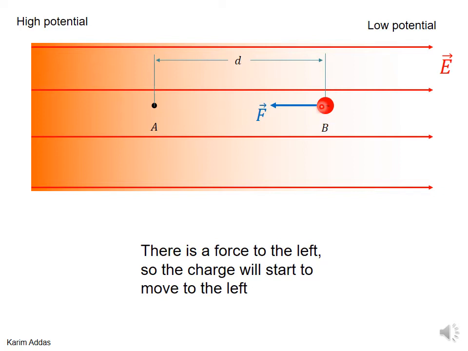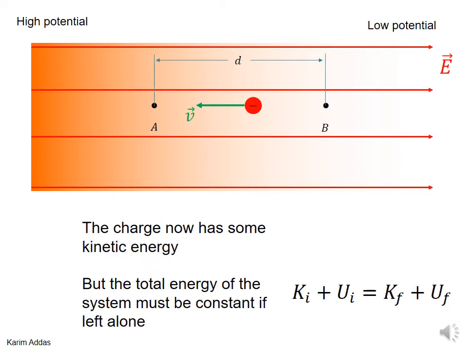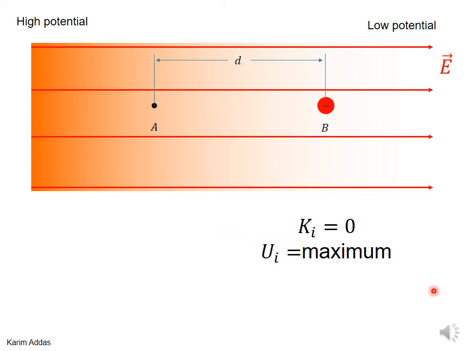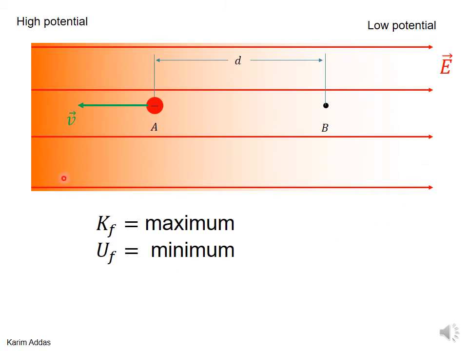There will be a force acting on the charge to the left. So it will start to gain speed. So initially the kinetic energy was 0, and that means the electric potential energy was a maximum value. So as the charge goes to the left, the kinetic energy increases, which means the potential energy decreases. So this configuration is a configuration of high electric potential energy and kinetic energy is 0. This configuration is a configuration of low potential energy and the maximum kinetic energy.